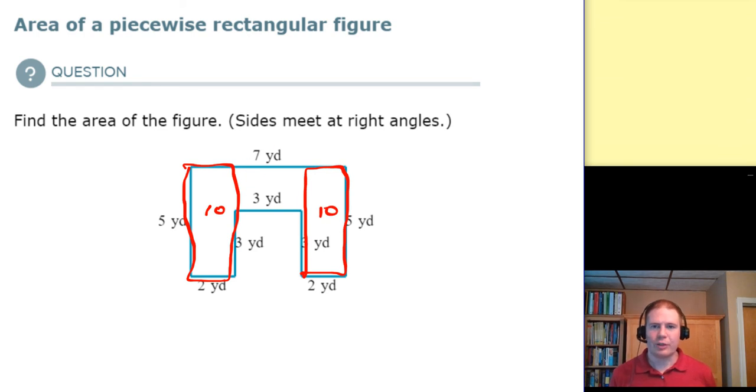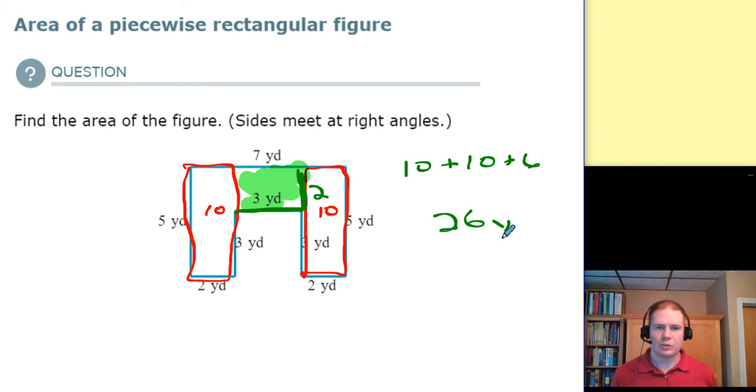And then I have this rectangle in the middle. Well, this side is 3 yards, so I know the length here is 3. Right? I'm not looking at the 7 because that's all the way across. The length here is 3. I need to know the width of this rectangle. So I'm still using the fact that 3 plus 2 makes 5 to get this middle part. 3 times 2 is 6. So I have 10 plus 10 plus 6, still 26 square yards.